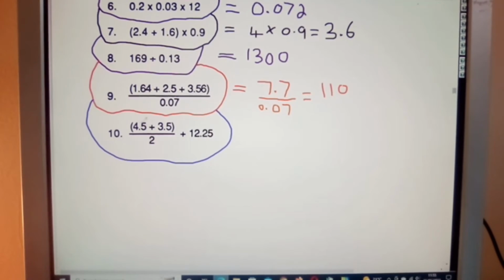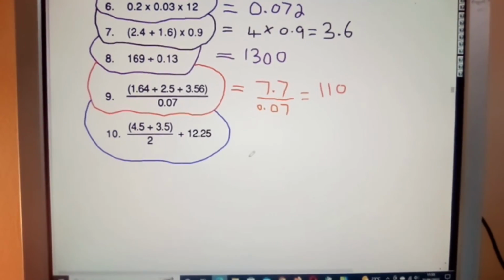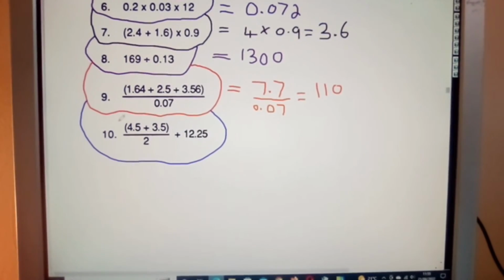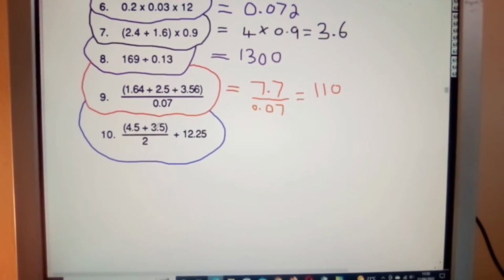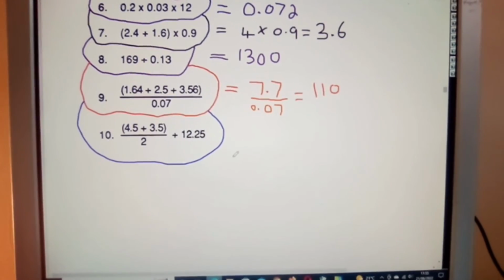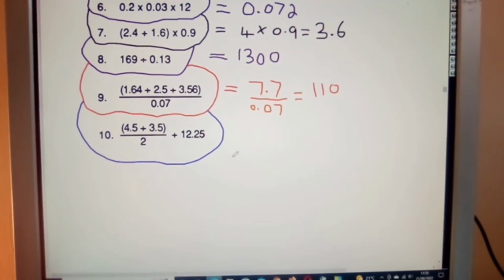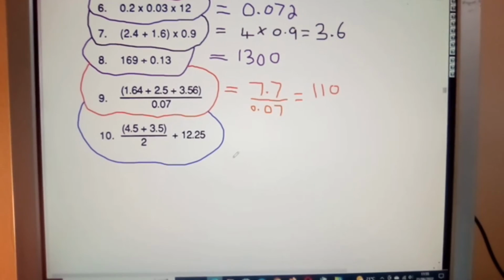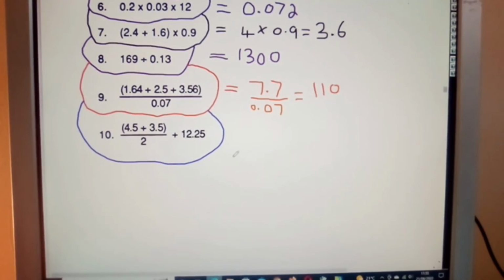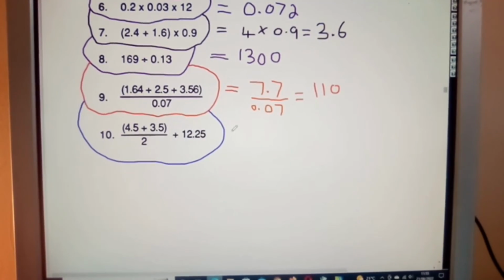We have open bracket 4.5 plus 3.5 close bracket divided by 2 plus 12.25. Now the process here again, you must deal with the brackets first. Multiplication and division must be done before addition and subtraction. I repeat, multiplication and division must be done before addition and subtraction. That is applicable for BODMAS every time, or BIDMAS, whichever you prefer to use.